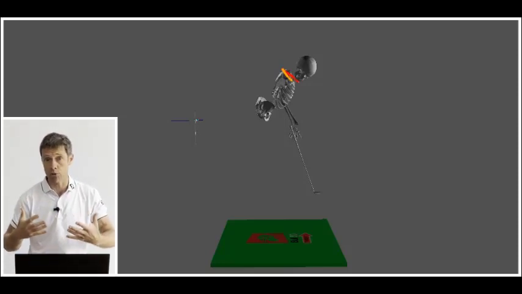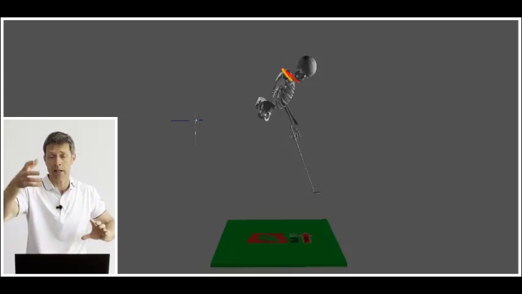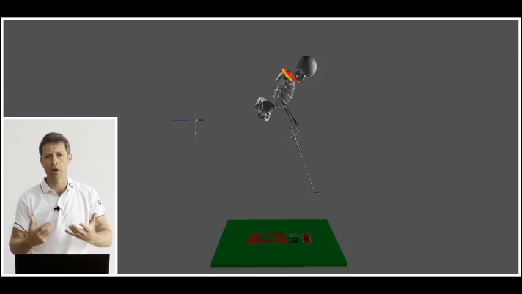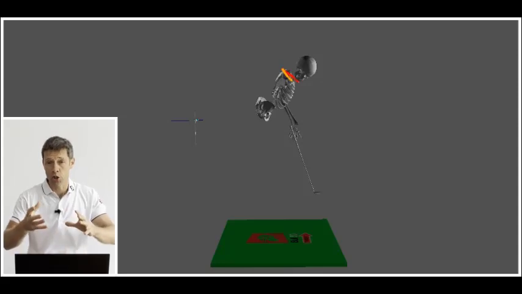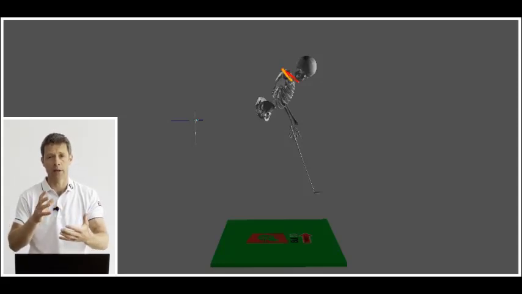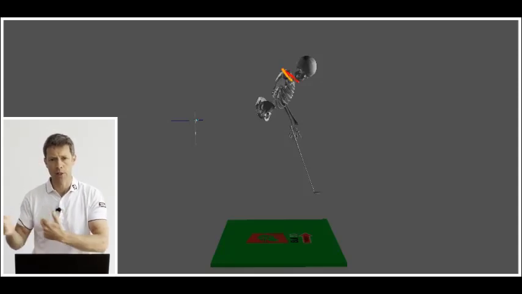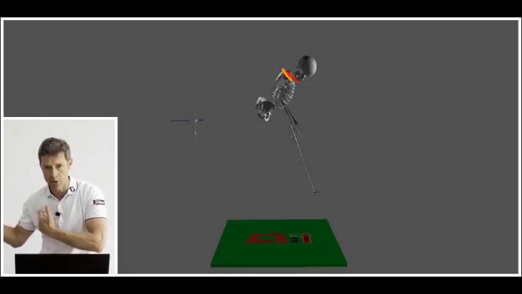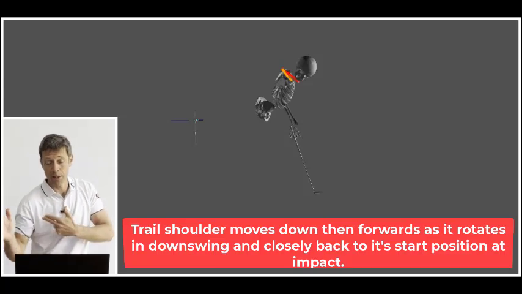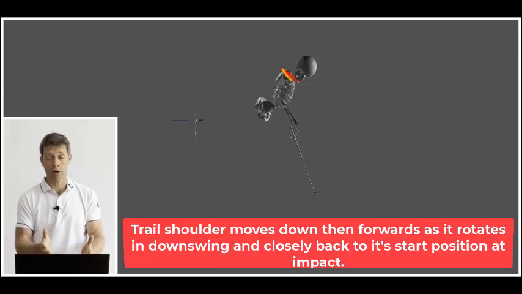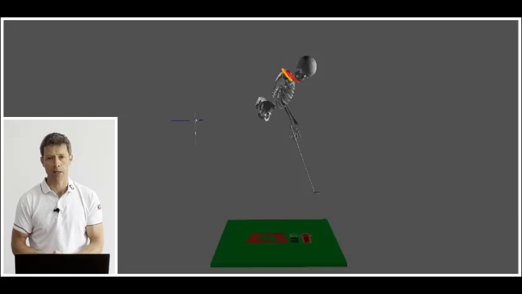So tracking the path of that trail shoulder can be a very playful and exploratory way to explore how that trail shoulder moves in swing. Once again, it's a movement often observed in some of the most accomplished and most advanced players: how it moves down in transition, then starts to track forwards, and often returns to its address position at point of impact from that target line view.